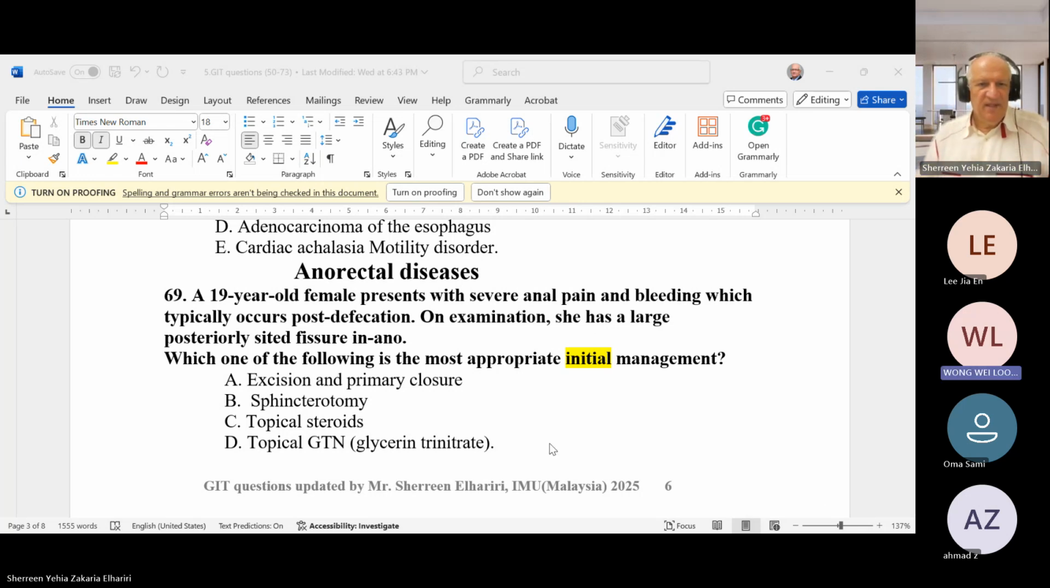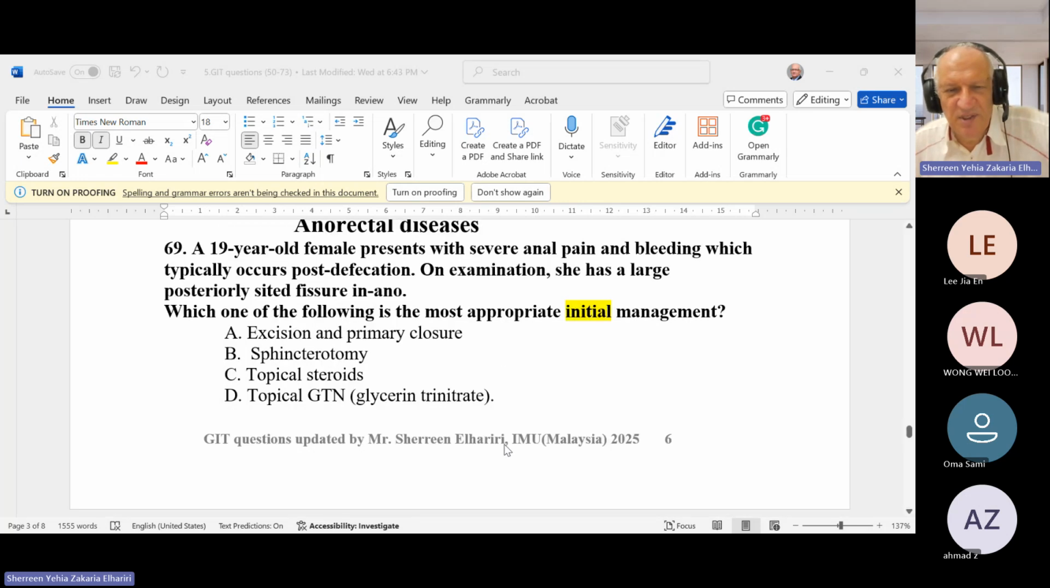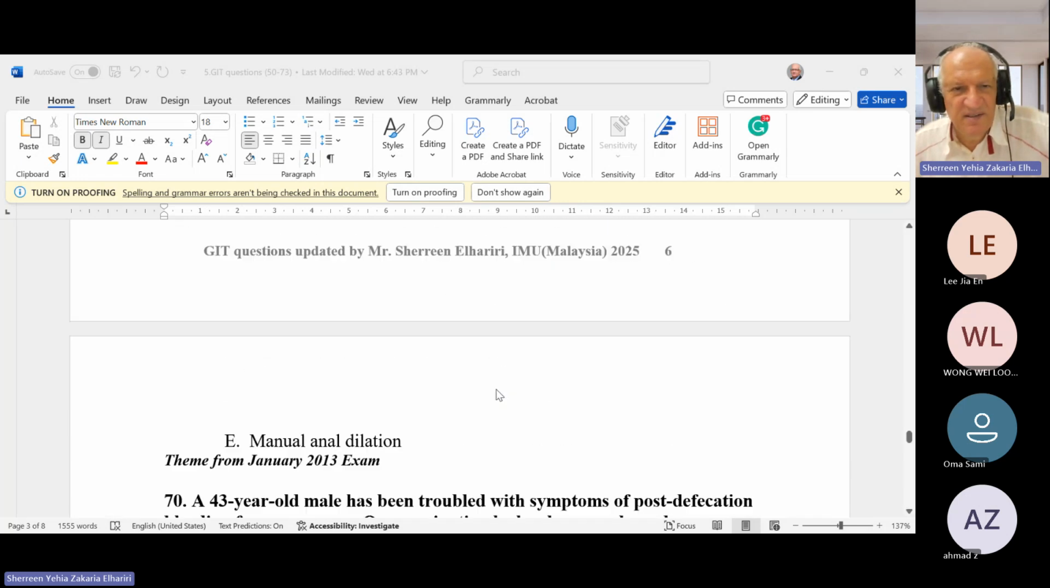Topical GTN to relax the sphincter. GTN, or glyceryl trinitrate, is a muscle relaxant. Of course, this is the same drug used in coronary disease. So usually we give a painkiller and GTN as the initial treatment. The painkiller can be xylocaine 5% or lignocaine 5%. GTN is usually applied at night because one of the side effects is headache.